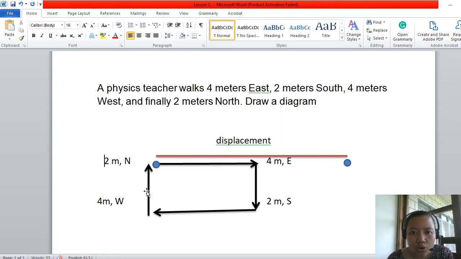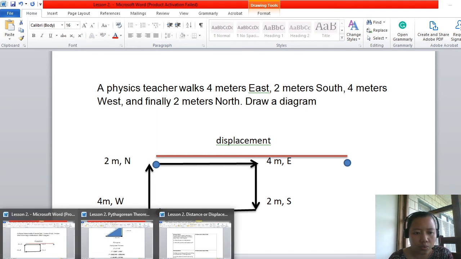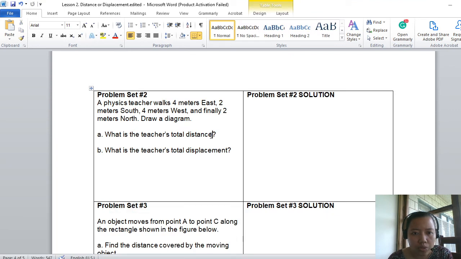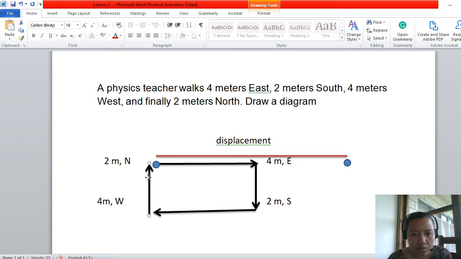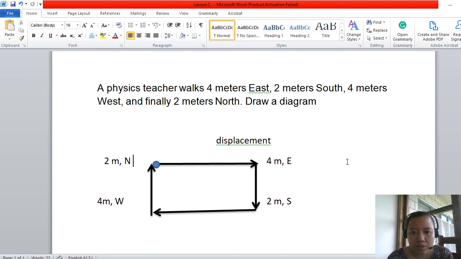So draw a diagram. Okay. So this serves as our diagram. And the questions would be what will be the total distance and what would be the total displacement. So let's try to look at the given. So this serves as the total distance. You add all this one and the displacement. It goes back to the reference point. So what do you think is the total displacement?